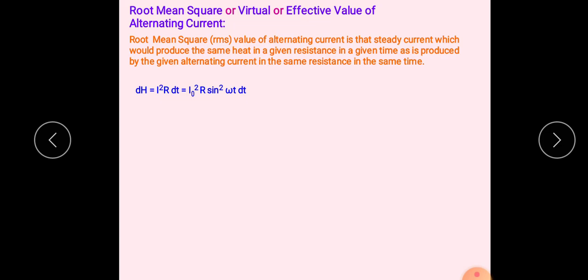As we know, heat produced is I square R into T, where I is electric current, R is resistance, and T is time. For a small time interval dt, the heat produced may be given as dH equals I square into R into dt. In place of I, if we put I naught sine omega t, the expression becomes dH equals I naught square into R sine square omega t dt. And if you want to find the heat produced in a complete cycle, we have to integrate the above with respect to time from 0 to capital T, that is the duration of one time period.